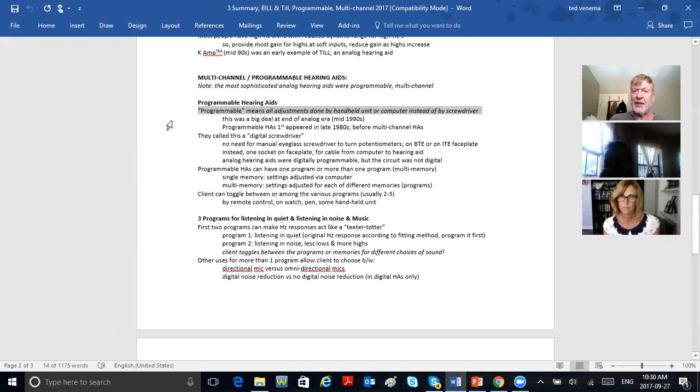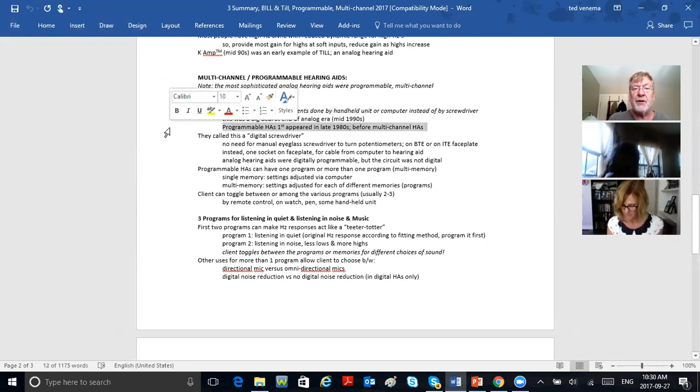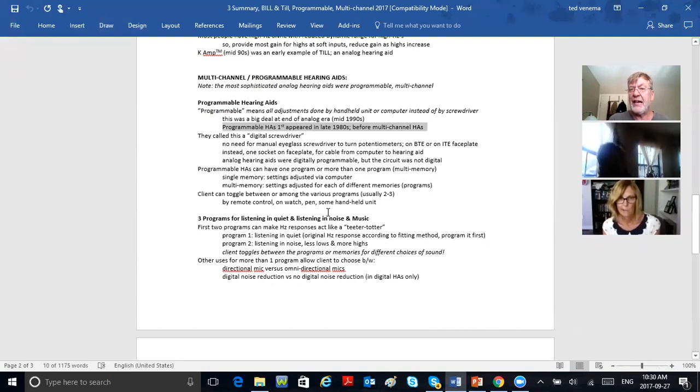When programmable came out, you didn't need that anymore. Hearing aids were adjusted by what they called an electronic screwdriver. Okay? They were called digitally programmable. This was the end of the analog era. Programmable appeared a little bit earlier than multi-channel did. Programmable appeared in the late 80s. Multi-channel appeared in the mid-90s. They called programmable hearing aids a digital screwdriver.